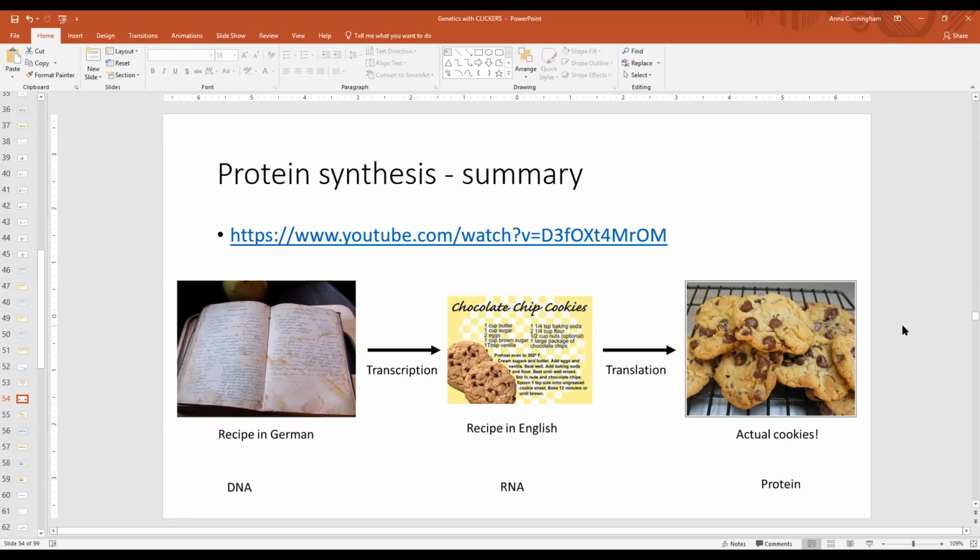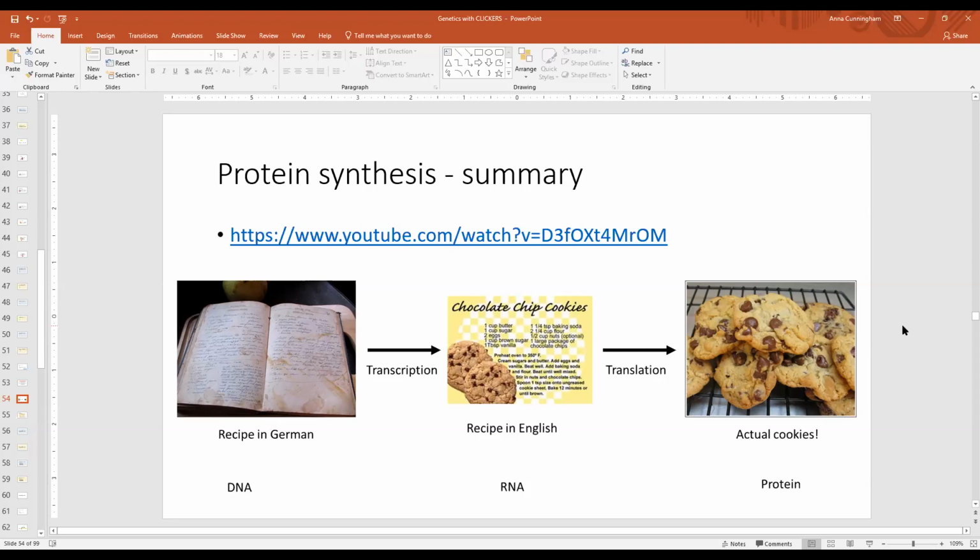One of those recipes is not for chocolate chip cookies, but it's for this amazing dessert. I can't remember what it's called. But what my grandma did is she copied over the recipe from German into English so that I could read it, right? So that's kind of like transcription. You have this language that you can't read directly into protein. It's in a different language, DNA. And what you have to do is convert it into a readable language, mRNA.